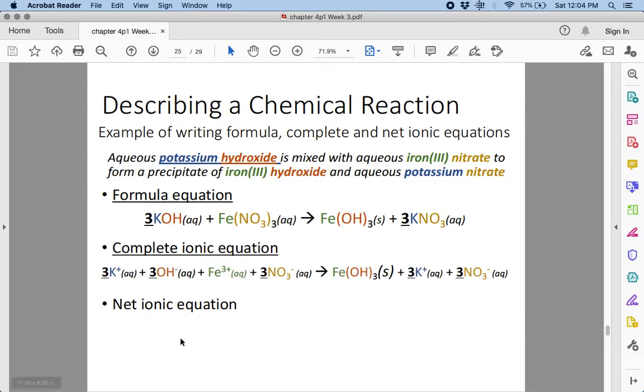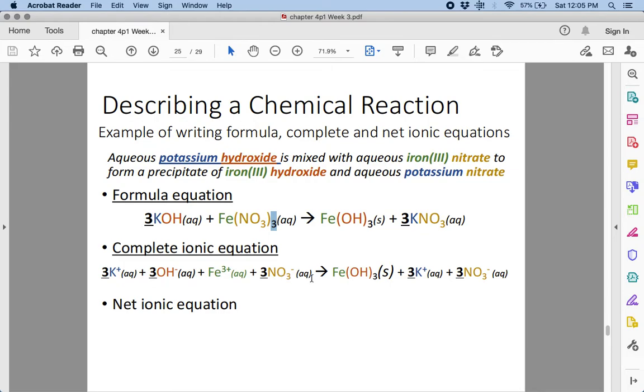When we write out the complete ionic equation, we need to keep our balanced equation still present in it. So if I have 3 KOHs, that means I have 3 K pluses and 3 OH minuses. I have my iron 3 plus. How do I know it's 3 plus? Because it told me it was 3 plus. And the 3 here represents 3 nitrates. So I actually have to have my 3 nitrates here.